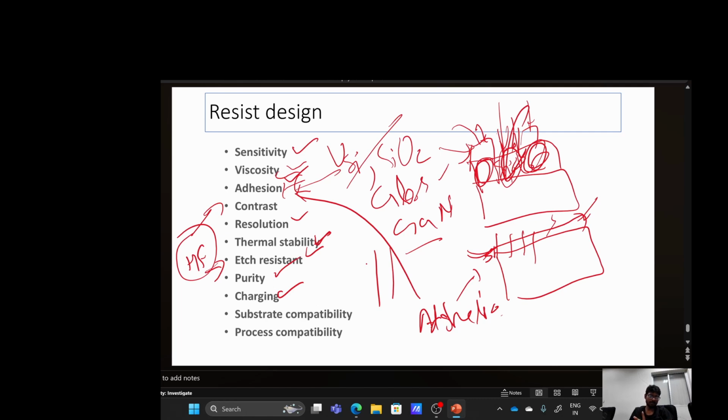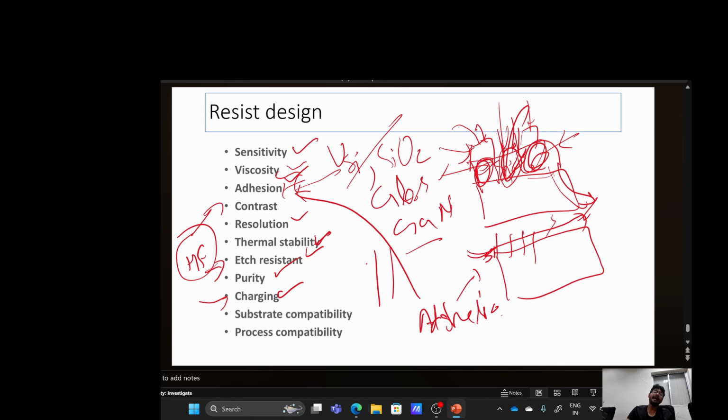And charging mainly comes in ion lithography, ion milling, and electron lithography, because they use charged particles. Electrons are charged particles, so when the electron beam is made to fall on your photoresist, it should not get charged. It should discharge through the underneath layer, or something should be there, so that it does not get charged.